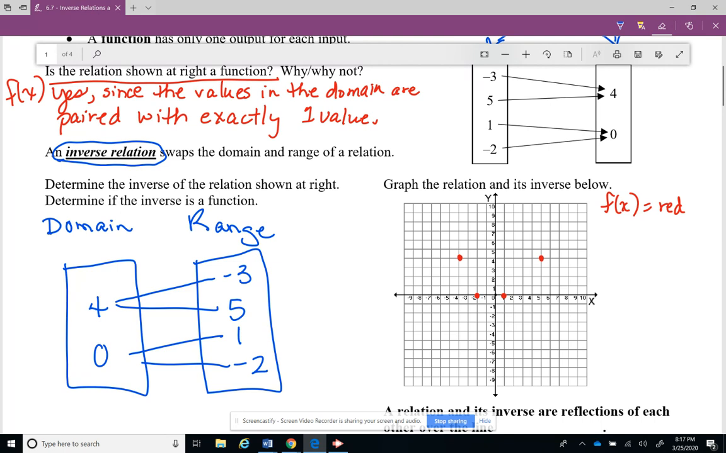Now, let's go graph this one. So go ahead and graph this one. It might help doing it in a different color. All right, so 4, 5, 4, -3. I don't know why I did those in reverse order. 0, 1, and 0, -2.